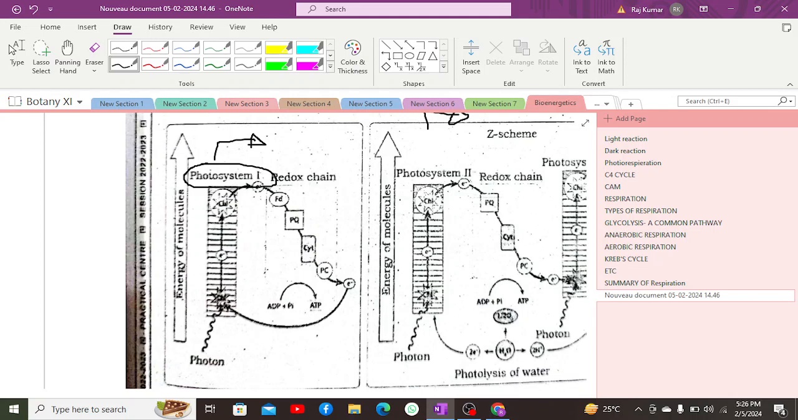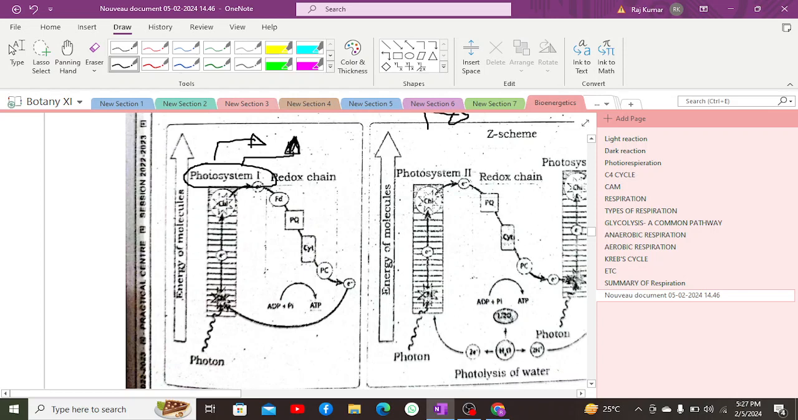And moreover, you might be wondering why NADPH2 is not formed in cyclic phosphorylation, even though photosystem 1 is also present. The reason behind it is that in cyclic photophosphorylation, NADP reductase is absent, since NADP reductase is associated with photolysis of water. So cyclic photophosphorylation occurs.